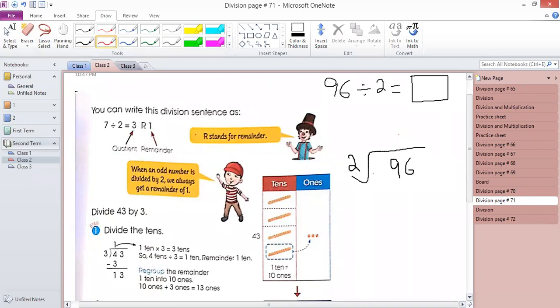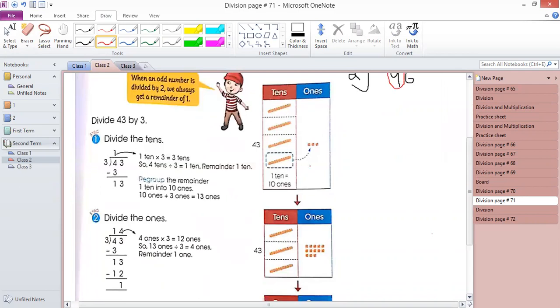You know the method. First I will divide 9 by 2. Then after that I will come to 6 and I will divide 6 by 2. So I am dividing right now 9 by 2. In the table of 2, I will check 9. 2 1s are 2, 2 2s are 4, 2 3s are 6, 2 4s are 8, 2 5s are 10. So 2 4s are 8 and 2 5s are 10.